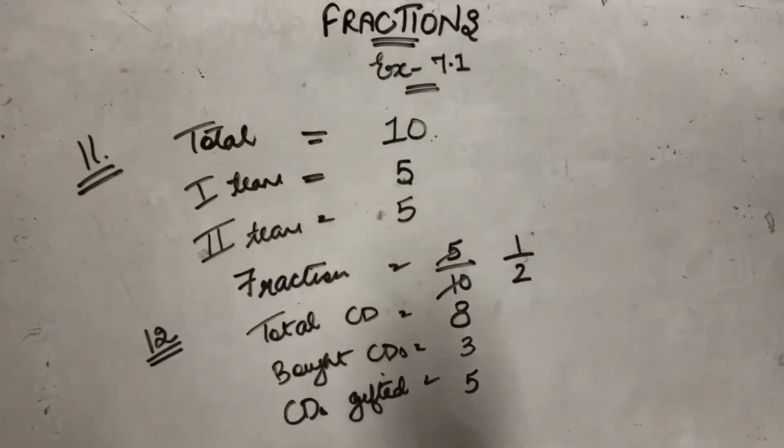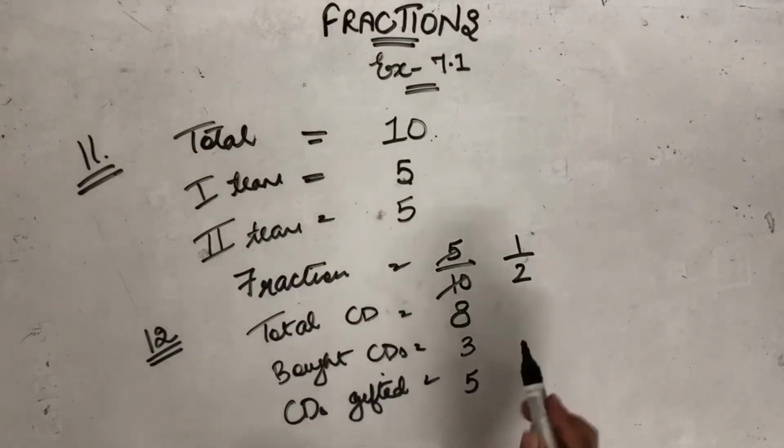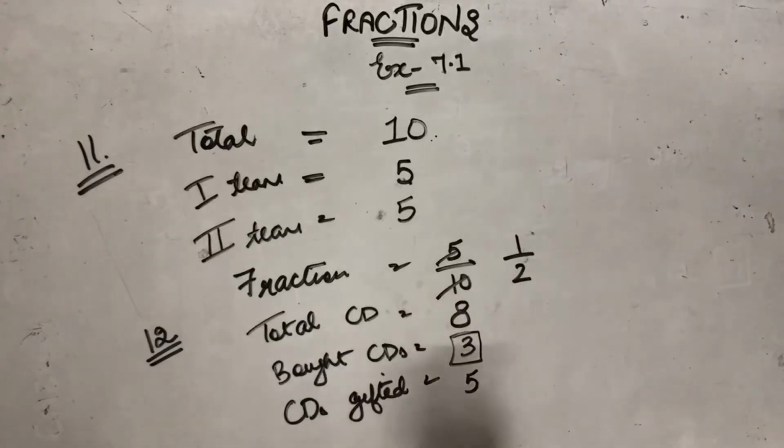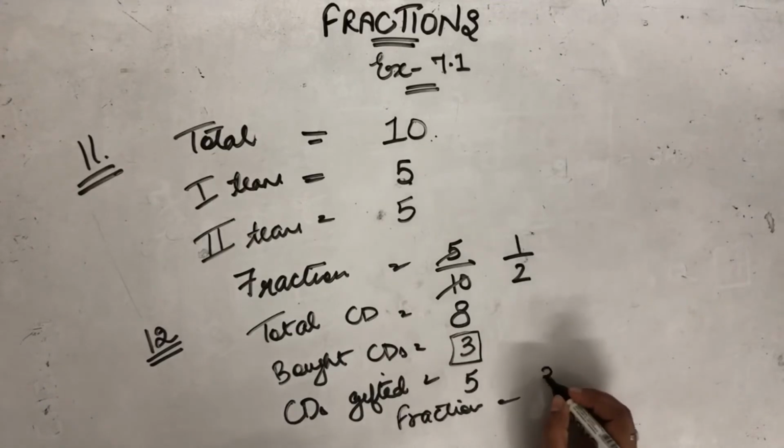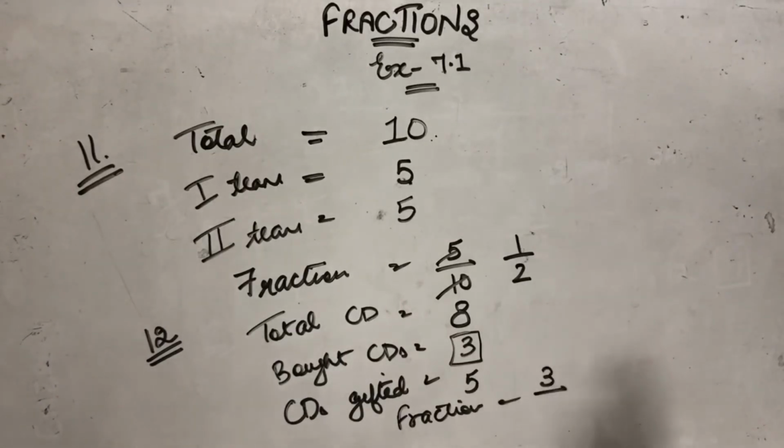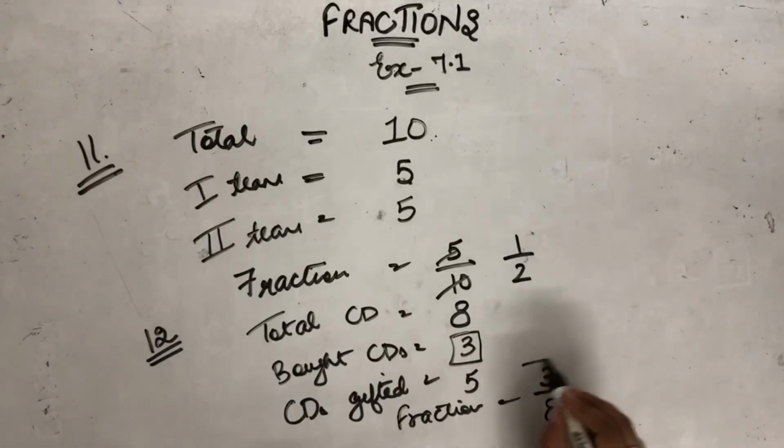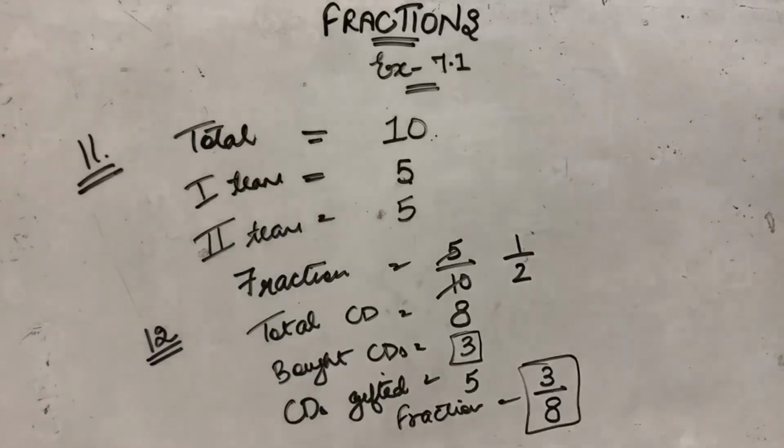So what fraction of her total CDs did she buy? So you have to write the fraction. Now bought CDs, 3 is there. So in numerator you will write 3 and divided by total number of CDs, that is 8. So answer is 3 upon 8.